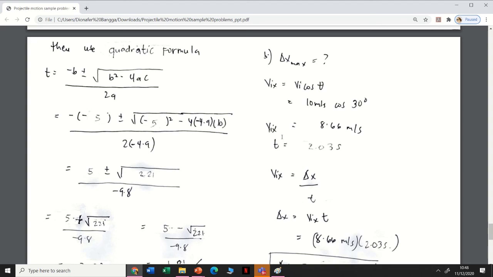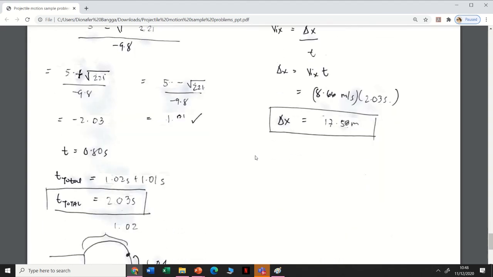But of course, since we are looking for the value of time, you will be getting the positive value, and that is 1.01. For the first one, 5 plus square root of 221 divided by negative 9.8, it would give us negative 2.03. We don't have any negative value for time. That's not possible reality-wise. We cannot use that. The only answer that would make sense here is 5 minus square root of 221 divided by negative 9.8, which is positive 1.01.